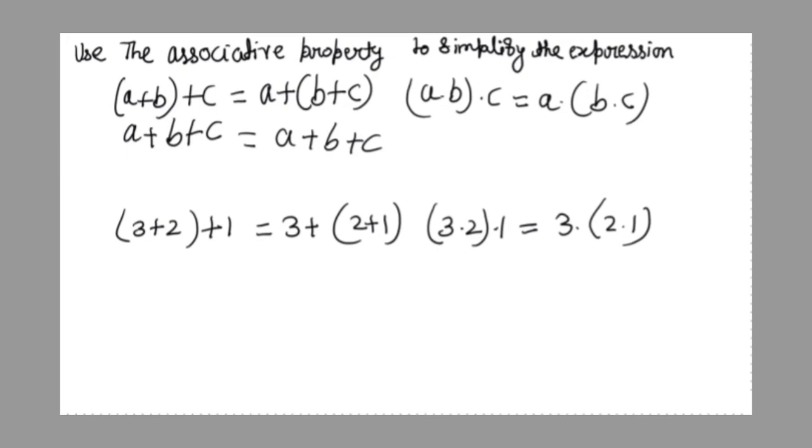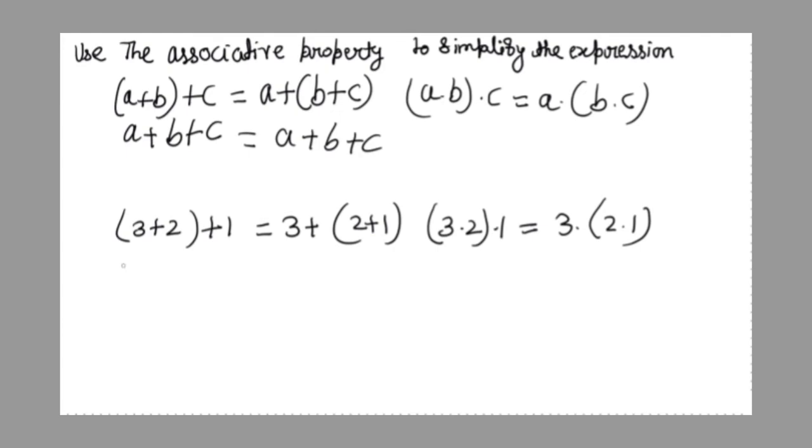Here we have 3 plus 2 grouped together and then added to 1, and on the right hand side we have 3 plus brackets 2 plus 1. It means on the left hand side we first group 3 and 2 together and then add 1 to this number, and on the right hand side we group 2 and 1 and then add this answer to the 3.